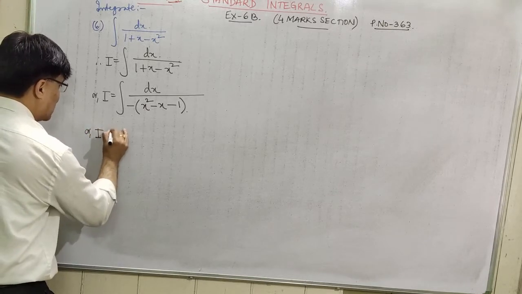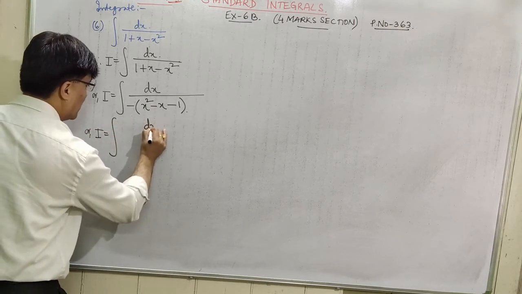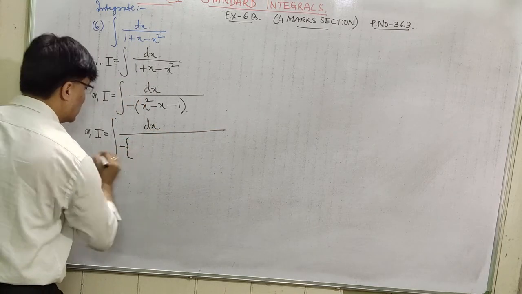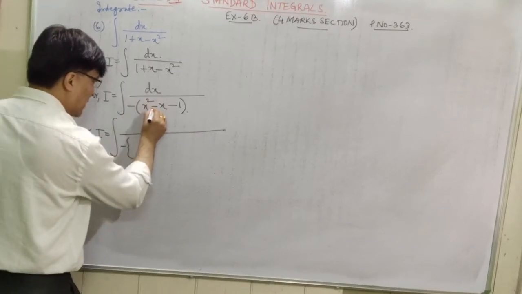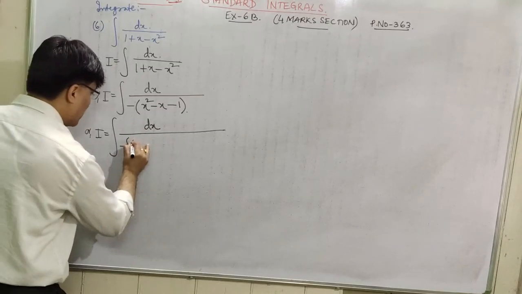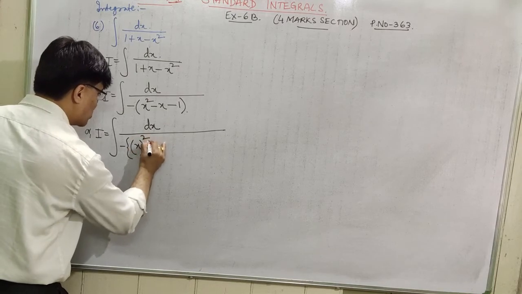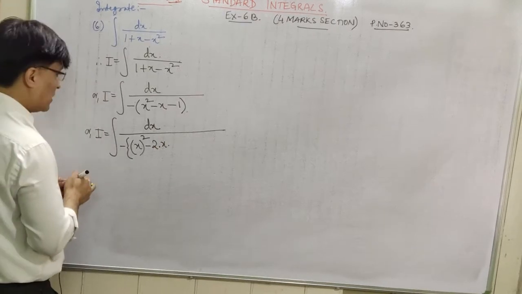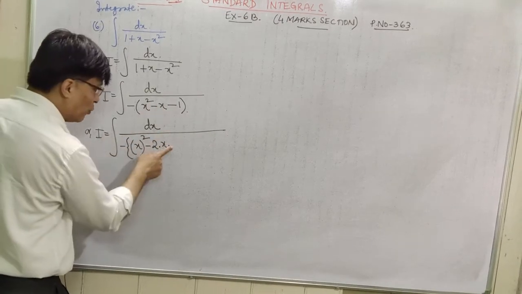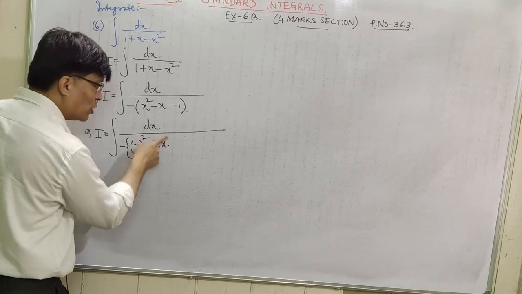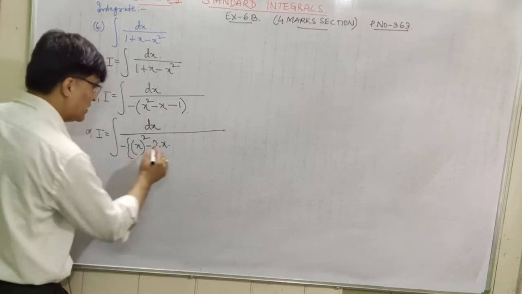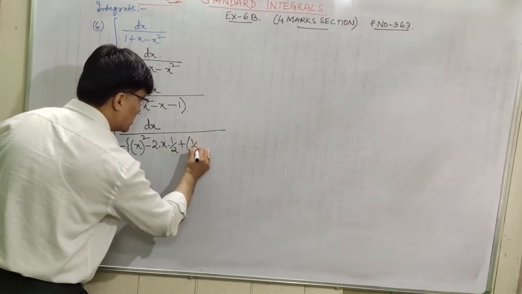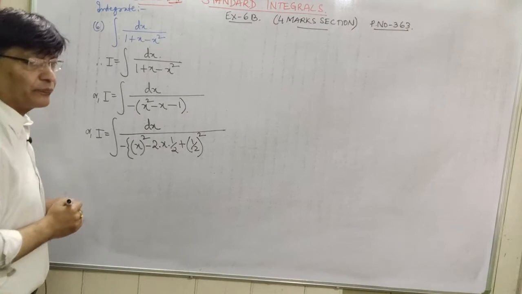So I is equal to integration of dx divided by minus, now within the second bracket, x square minus x, you have to convert into perfect square form. What is a whole square? x whole square minus 2 into a into b. Now there is only x, so by which number will you multiply 2x to make it x? Half, isn't it? So it is 1 upon 2. This is the value for b. What is b whole square now? This is half whole square.